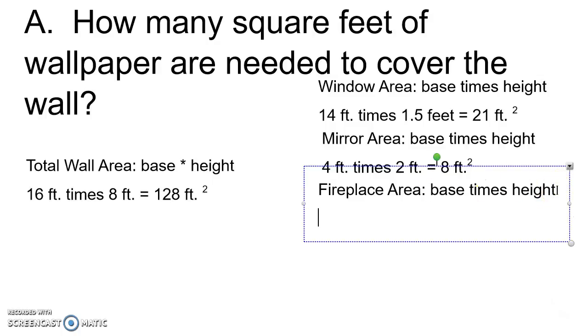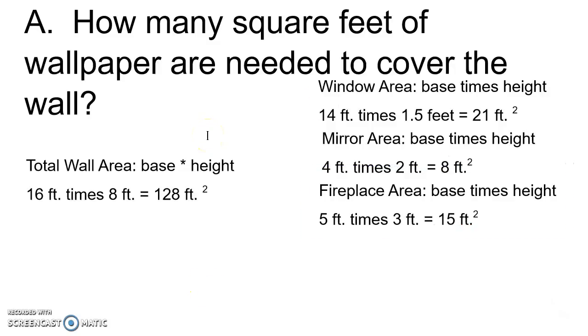In our fireplace, we have 5 feet times 3 feet, which gets us 15 feet squared. Remember, we're talking square units because we looked at the graph paper and we know that each of those units are squares. That's just some of our previous knowledge.